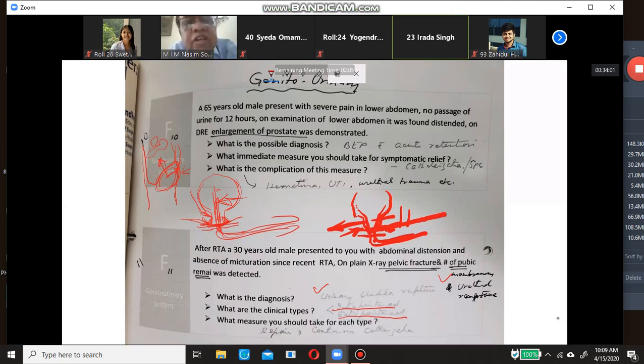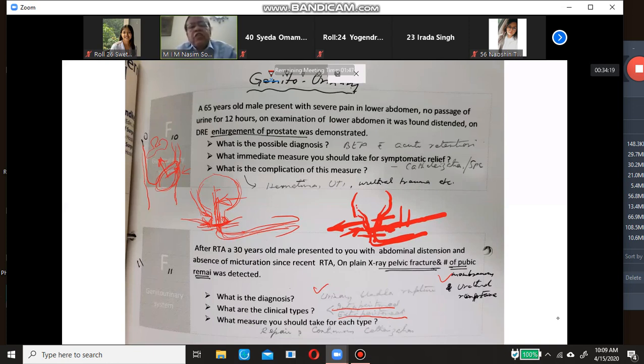So there are 2 possibilities. One may be rupture of the bladder, which may be intraperitoneal or extraperitoneal, or there may be rupture of the membranous urethra. These 2 possibilities are there, and you have to solve the problem. If there is bladder rupture, you repair the bladder rupture and have continuous catheterization at least for 10 days.